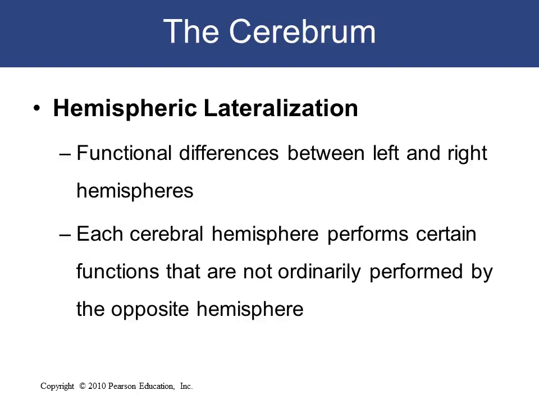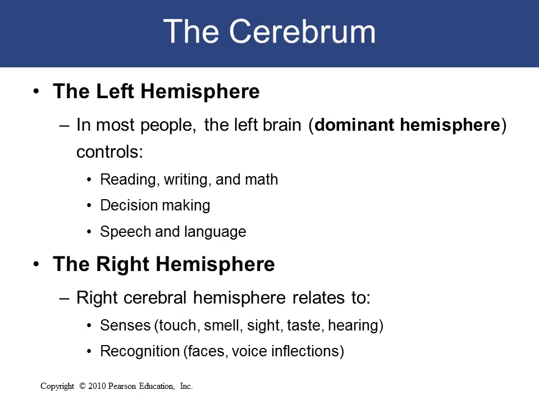And also we have the hemispheric lateralization. This is the functional difference between the left and right hemisphere. You know that there are two hemispheres in the cerebrum. Each cerebral hemisphere performs certain functions that are not ordinarily performed by the opposite. The left hemisphere in most people, the left brain, which is the dominant hemisphere, controls reading, writing, and math. It also controls decision making, speech, and language. While the right cerebral hemisphere relates to senses of touch, smell, sight, taste, and hearing, and also recognition of faces and voice inflections.